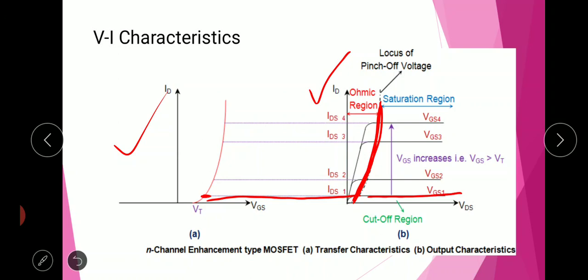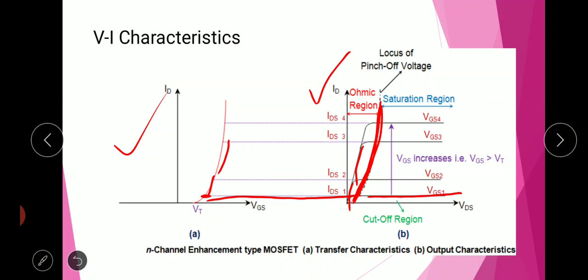But when we increase the value up to VGS 2, here the drain current again increases up to IDS 2. Like this, if we increase the value up to VGS 3, then drain current increases up to IDS 3. So if we increase the gate to source voltage, the saturation drain current also increases. So this is all about MOSFET VI characteristic.